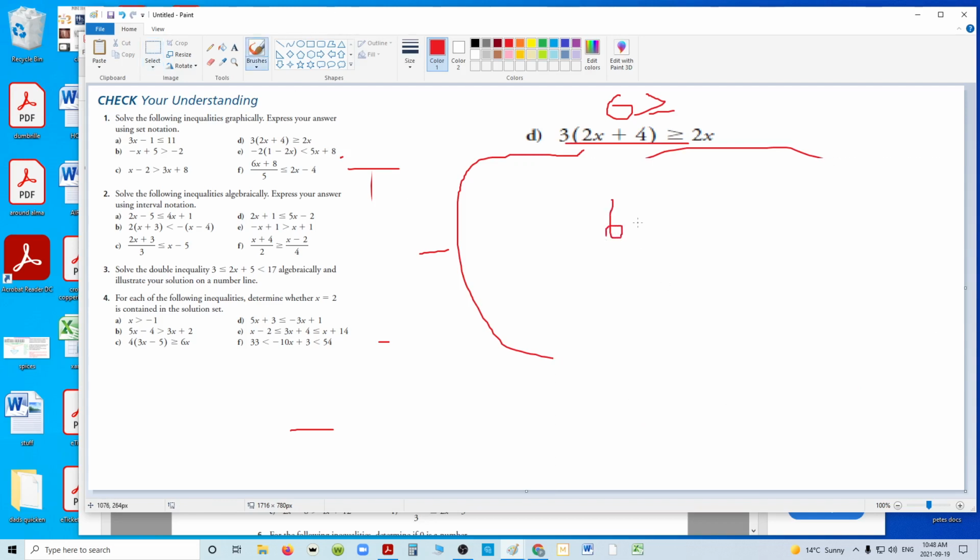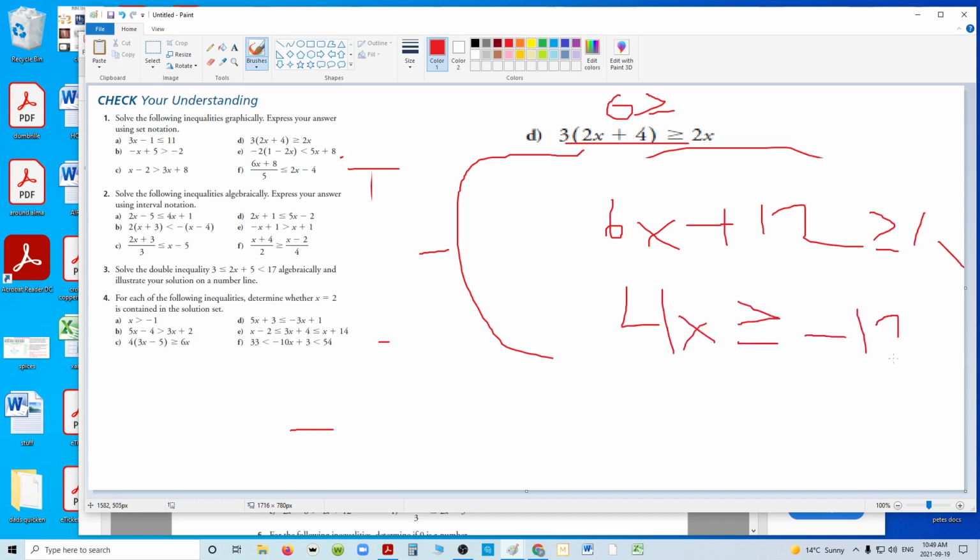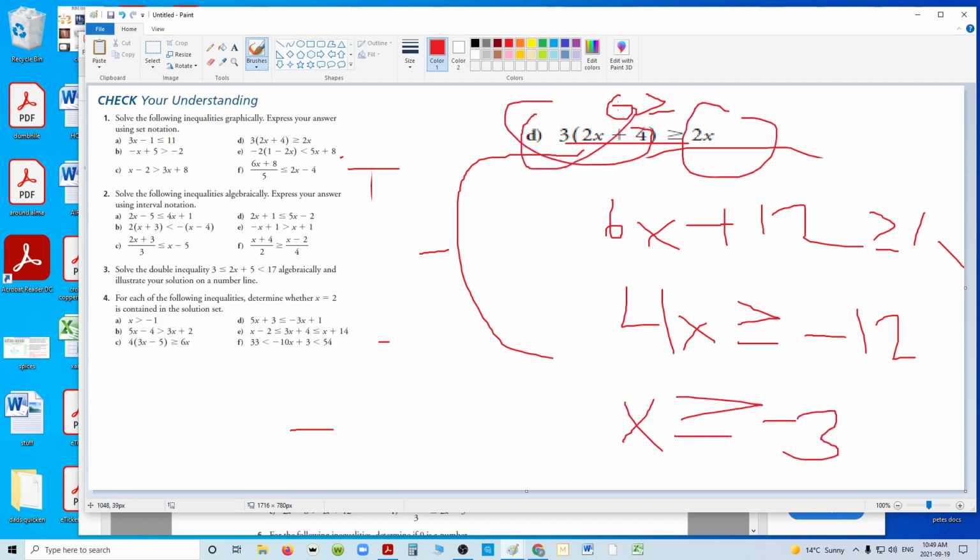You're probably screaming at the screen. That's what I did wrong. And if you bring 2x to the left side and 12 to the other side, that's what you get. And I spotted it because when I was plugging in -1 here, I should have come up with the same numbers on both sides. Okay, so now x is bigger or equal to -3.